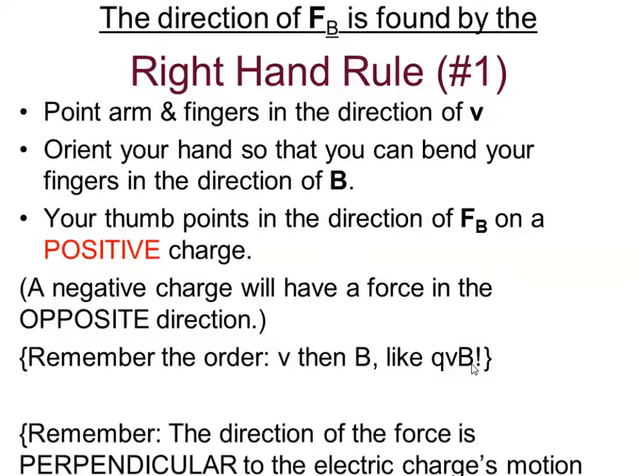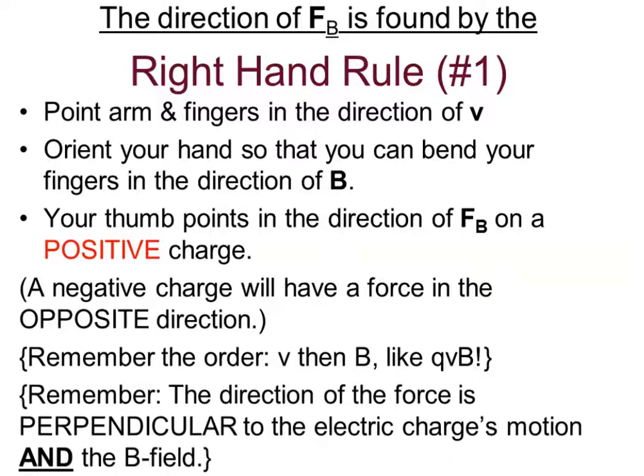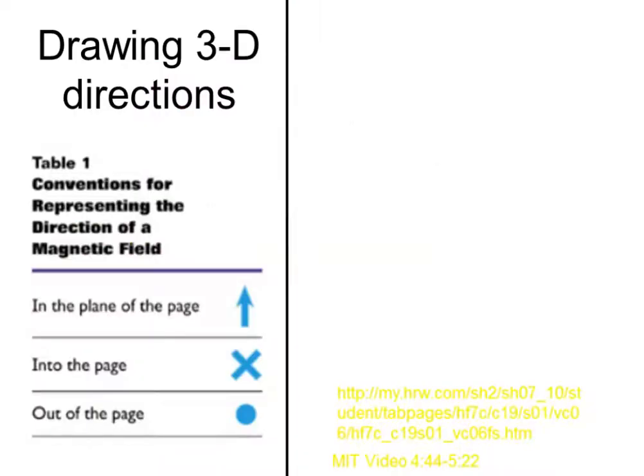Remember, the direction of the force is perpendicular to the electric charge's motion, the velocity, and the magnetic field. So find the two directions that are perpendicular to both first. Okay, now we're going to do a problem here. If an arrow is in the plane of the page, we just draw it in the plane of the page. So an arrow up, we draw up; down, we draw down; page left, we draw page left; page right, we draw page right.